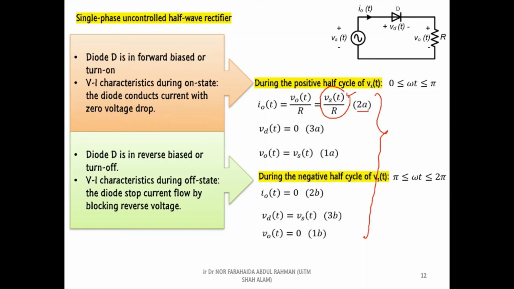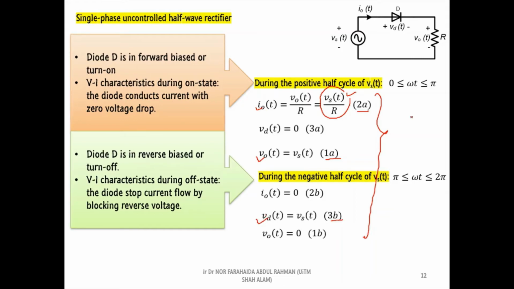On the other hand, based on equations 1a and 3b, we can see that the output and diode voltage waveforms have the same shape and amplitude as the supply voltage waveform. As a summary, the wave shape of the current, output voltage, and diode voltage is following the supply voltage waveform.